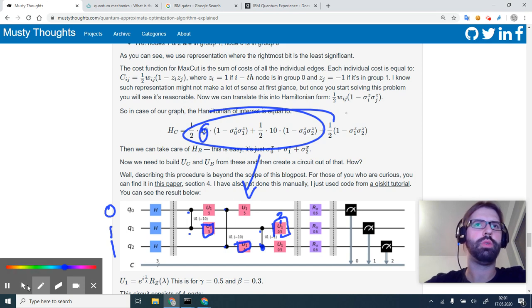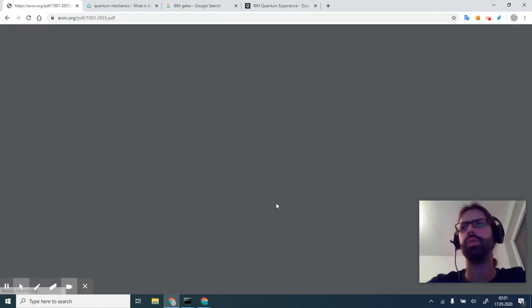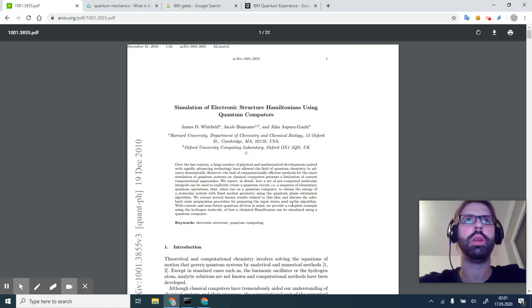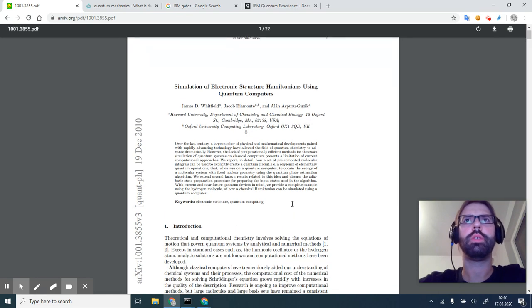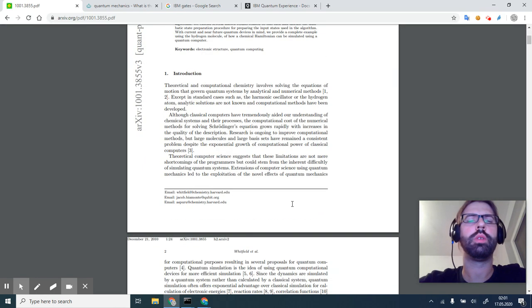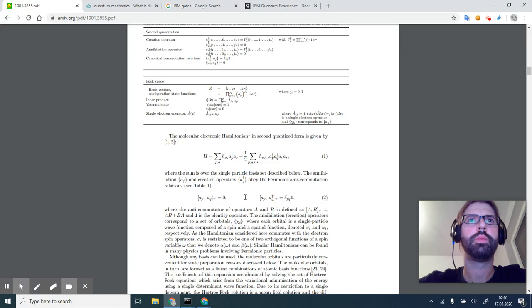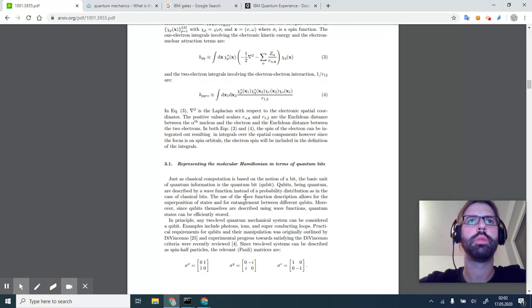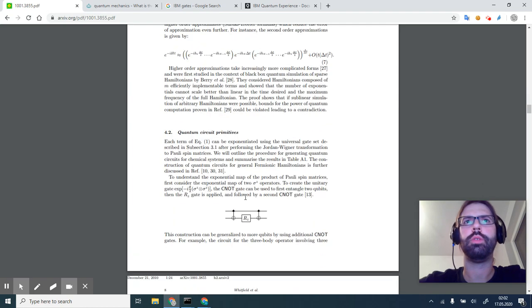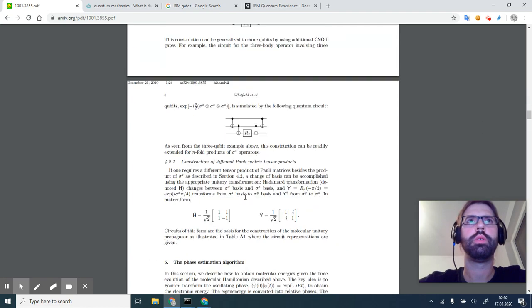Can I switch this? Yeah, here you go. Boom. No! The page went away. Section 4, using quantum computers. Section 4. Oh, I missed it.